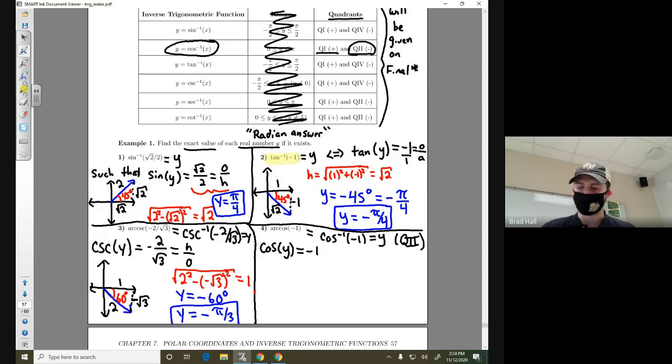So since it's a quadrantal, we need to remember those x, y, and r formulas. Remember, cosine was x divided by r. And since we have quadrantals, we need to remember that we have to use quadrant 2 here. But quadrantals do not lie in any quadrant. They are the boundaries for the quadrants.